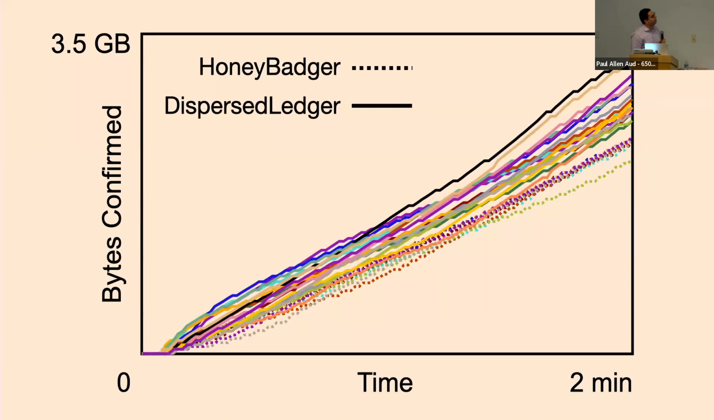Here's the same thing with DispersedLedger. Now you have these solid lines. And notice that all the nodes in DispersedLedger actually make more progress than every node in Honeybadger, and that they're not all closely clustered together anymore. Different nodes are making progress at different speeds.